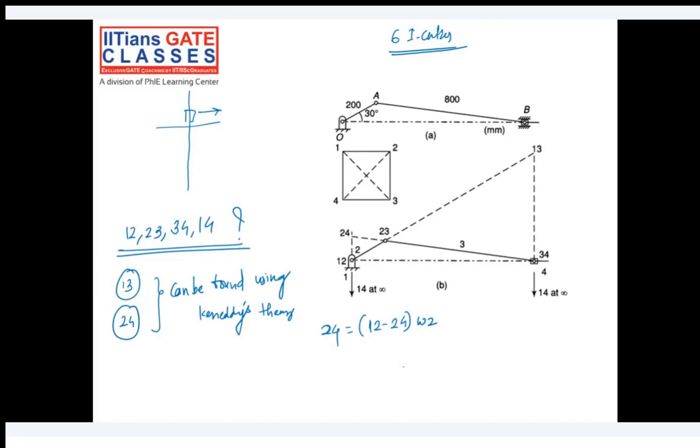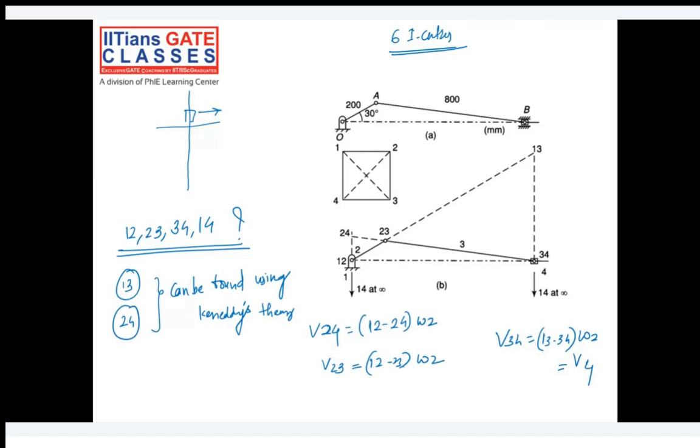What will be the velocity of 2 3 in this case? Can you tell me? It's 1 2 to 2 3 into omega 2, correct? And what will be the velocity of 3 4? Velocity of 3 4 will be 1 3 to 3 4 into omega 3, and that can also be written as velocity of slider. Or let's call it v4. Any doubts till this?